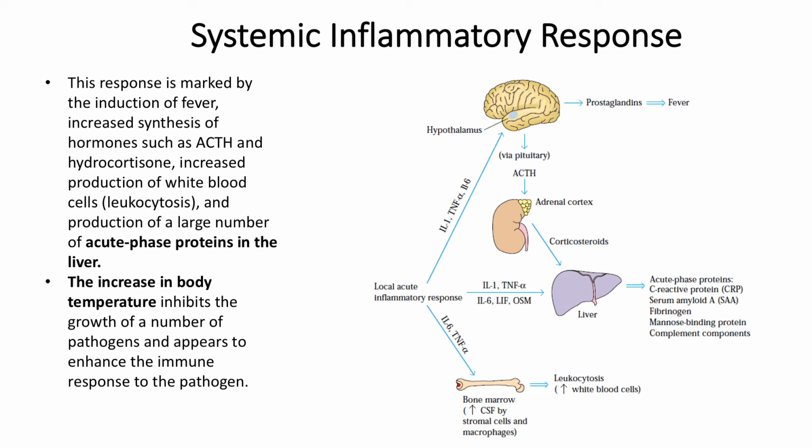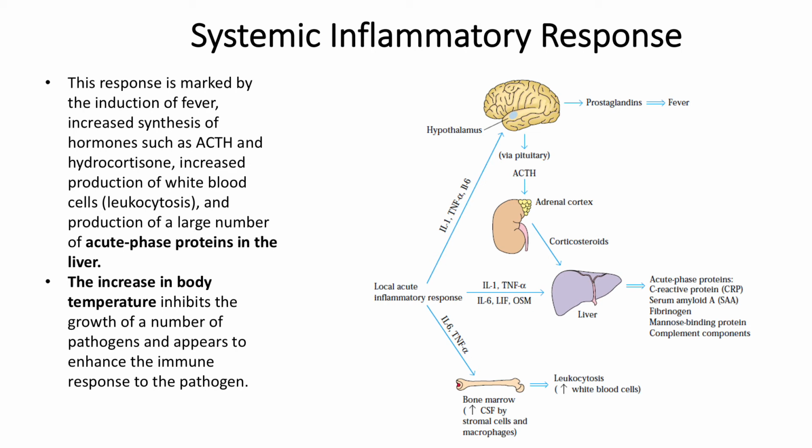These corticosteroids are going to stimulate the liver. And then that will result in acute phase proteins: C-reactive protein, serum amyloid A, SAA, fibrinogen, mannose binding protein, and complement components. Okay. Also, this local acute inflammatory response directly can influence the liver and stimulate this acute phase protein production. All right. So these are two things.